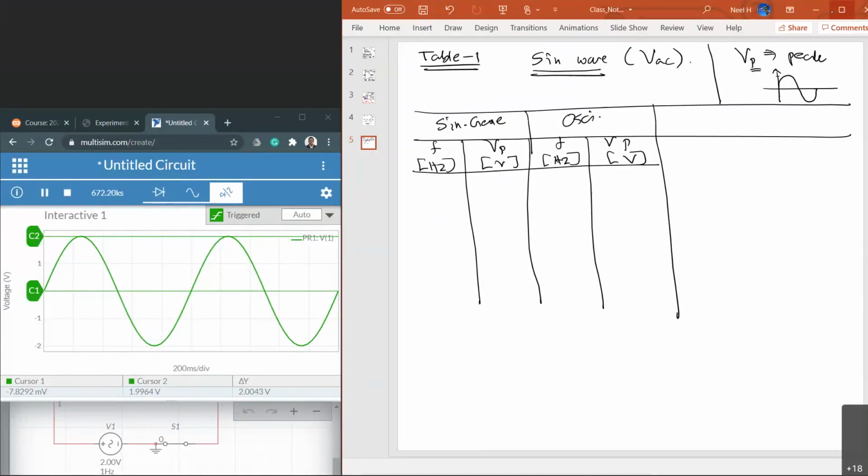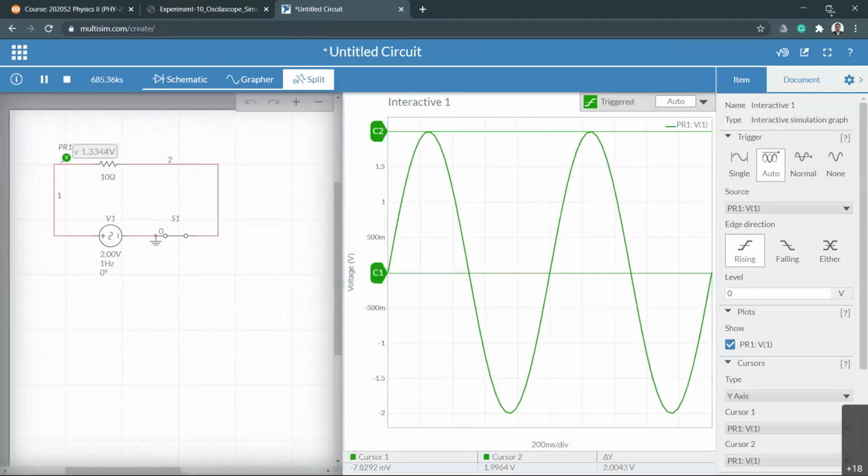And then you have to have the wave shape you are observing. So you have to draw or put a picture here. I would suggest you copy and paste a screenshot of one of the circuits with the result. Okay, good. Any questions so far?